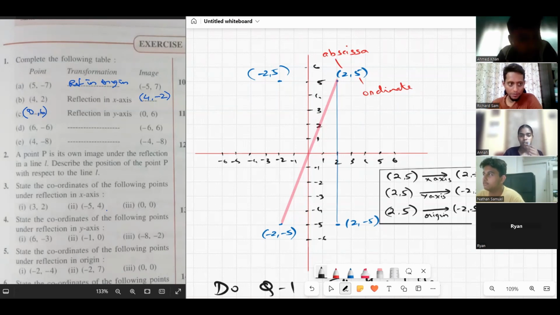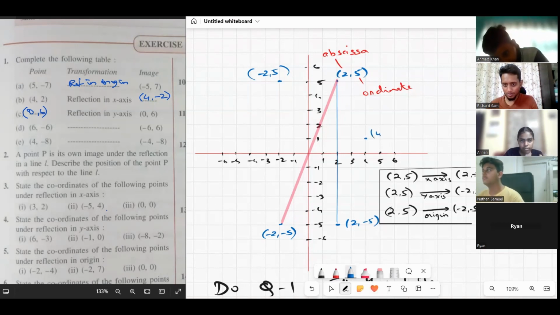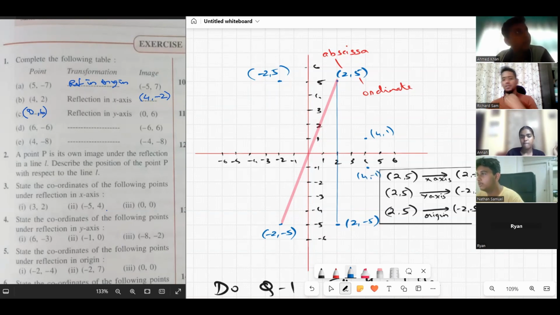Okay, now here, look at this axis. This is the x-axis. Now, if there's a point here, what is this point? This point is 4, 1. After reflection on the x-axis, what does it become? 4, minus 1. Yeah. So here, after reflection, the y value had to change, and it changed.